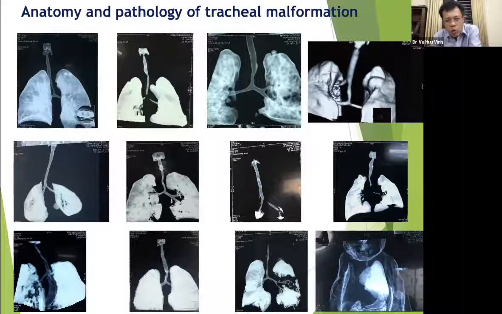For the pathology, all of these abnormalities obstruct the air coming to the lung, and it makes children very prone to pneumonia. Sometimes the children have stridor or dyspnea, like asthma, and the patient repeatedly goes to the hospital because of repeated pneumonia, and in the end they may need to be intubated and put on a ventilator.